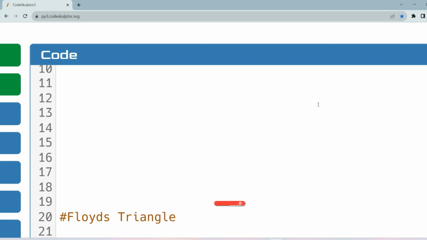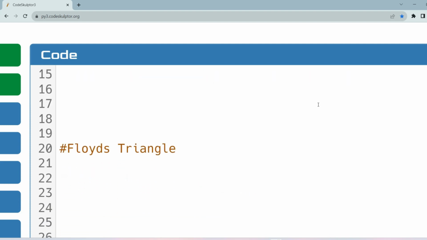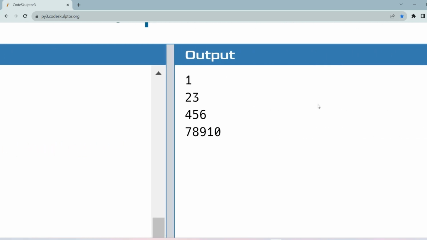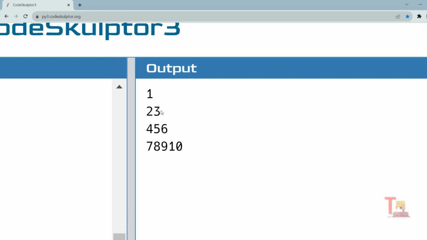The first question is regarding Floyd's triangle. You have to print Floyd's triangle. The input format is that the first line contains an integer which represents the number of lines you have to print, and the output should be like this. It can be numbers or it can be stars. I hope you understood what you have to do. If you understood, then please try to solve the problem by yourself right now.